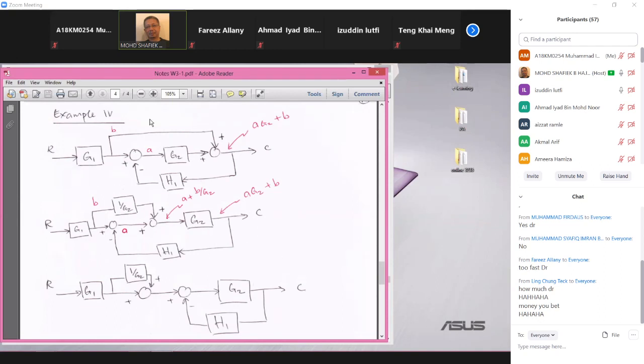See, imagine now seeing this for the first time in your test. Most of you won't be able to simplify this.